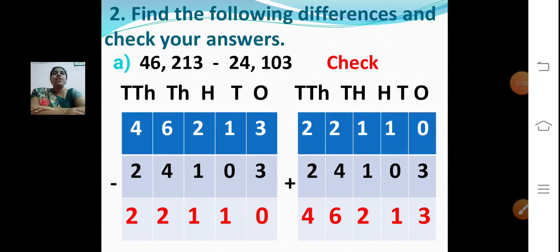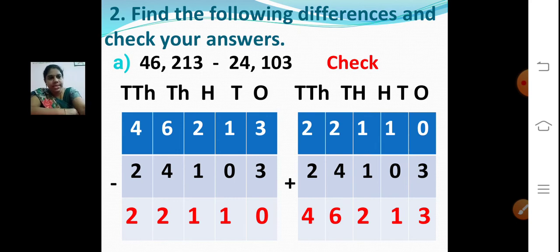Now find the following differences and check your answers. Same sum. Find the following differences. What do you mean by differences? Subtraction, same way. And check your answers. Like the previous sum, we are going to do subtraction. After that, we are going to add to check the answer. Shall we do it now? Yes.